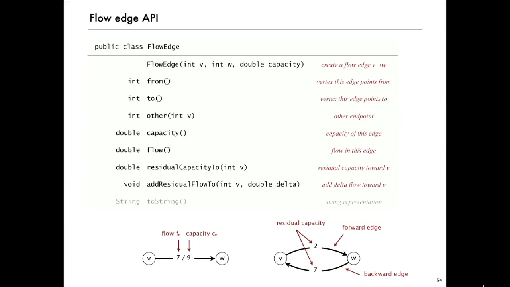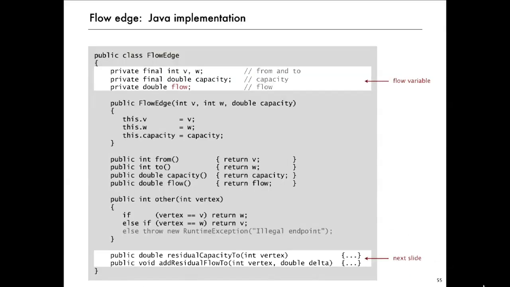Those are the basic methods in the API for a flow edge, and the implementation of all of them is straightforward. Notice that one thing that's a little different from many other classes is that the goal of our computation is to fill in these flow values. So they're not final variables. That's what we're computing. Now we do it through add residual flow, but still it's not a final.